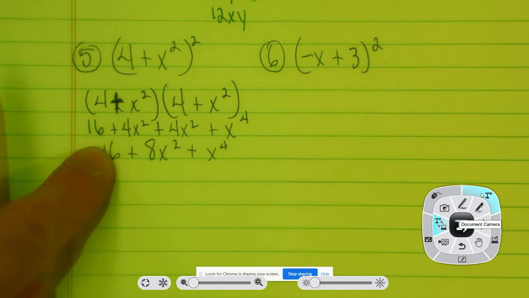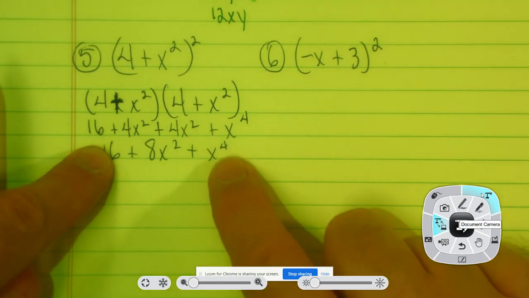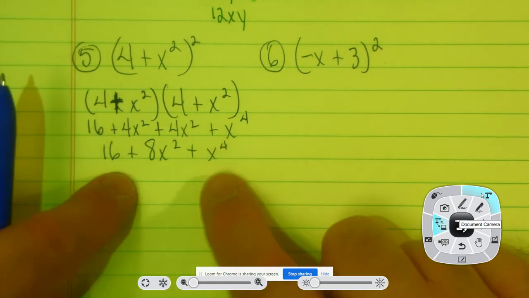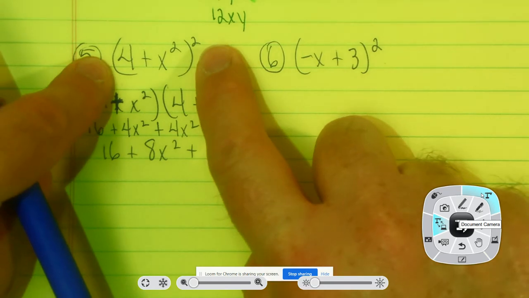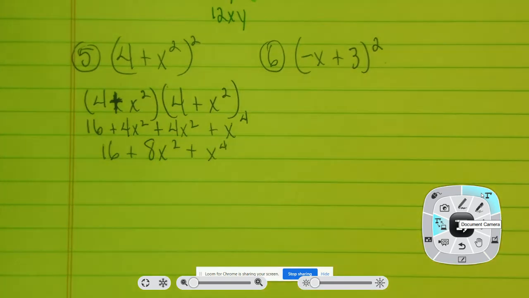Remember, the square root of 16 is 4. The square root of x to the 4th is x squared. 4x squared times 2 is 8x squared. That's a perfect square trinomial. Has to be anyway, because that's what we did. We took a binomial and squared it.